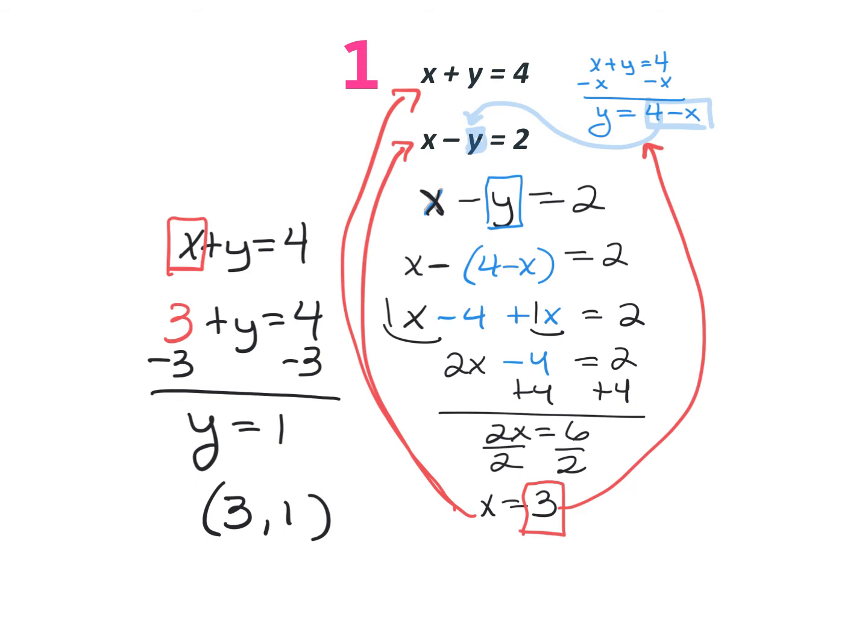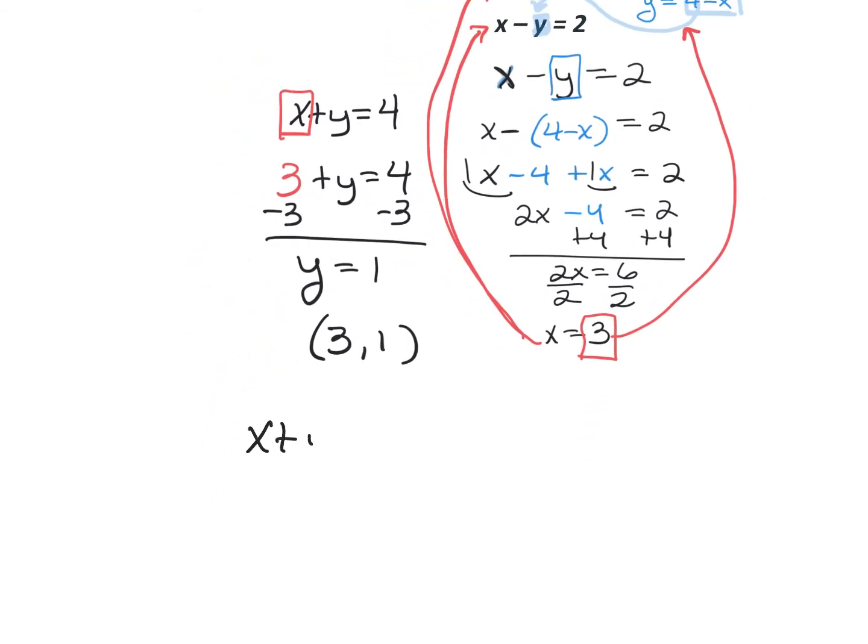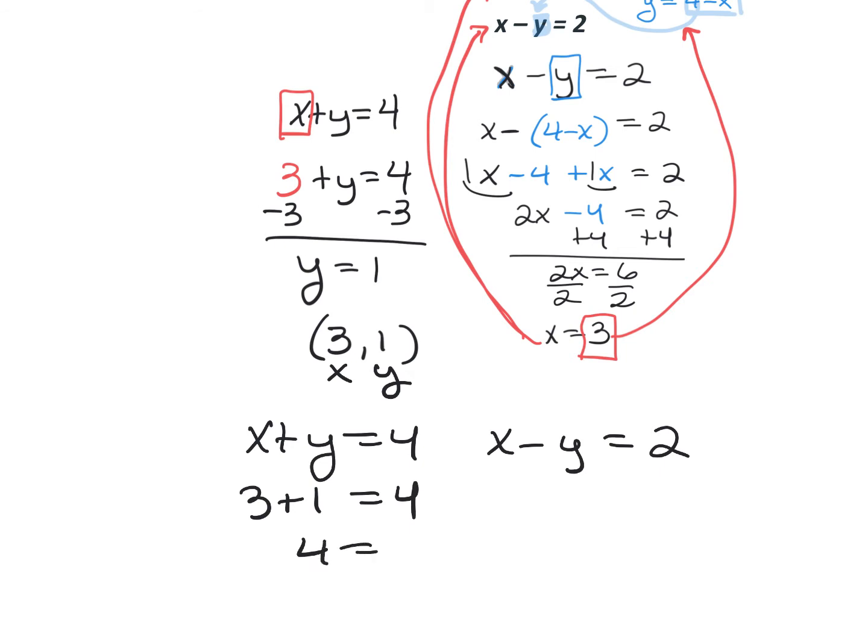Now, one thing, if you ever have time to check your work, what you can do is to just confirm that this ordered pair does work. You would have to plug it in to both of the originals. So x plus y equals 4, x minus y equals 2. Remember, this is x, this is y. So if I do 3 plus 1, if it doesn't equal 4, I've made a mistake. And then I need to do it in the second one. It's got to work for both. If it didn't, then I did something wrong.